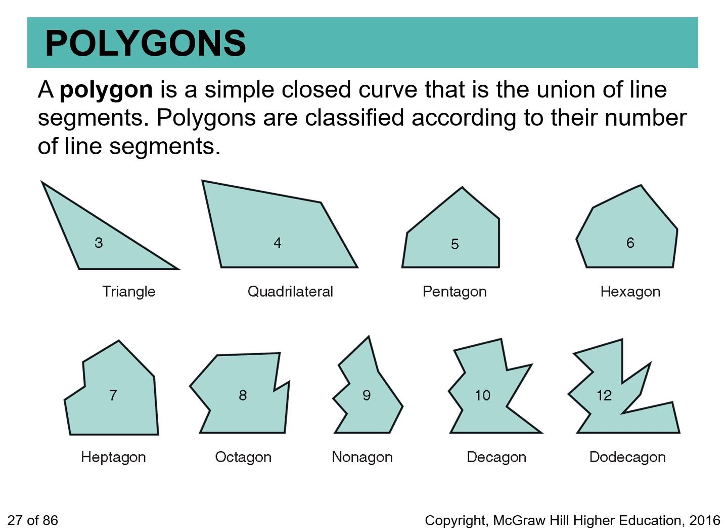You need to know the following polygon names. So a polygon is a simple closed curve that is the union of line segments. So all the sides are straight. These I think you know. Most of us are pretty good with hexagon and octagon. So you'll need to add in heptagon, which is 7, nonagon, which is 9, decagon is 10, and dodecagon is 12.